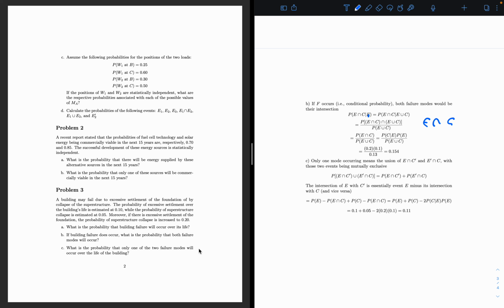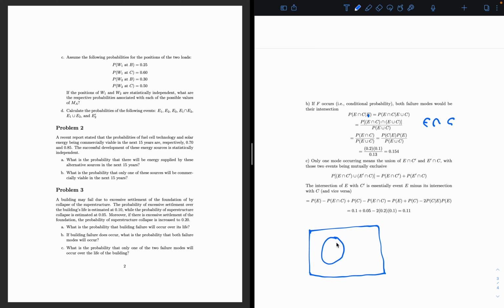And the last part, the probability that only one of the two failure modes will occur over the life of the building. That means that we have a combination of two events, similar to problem 2. So we have the intersection of E complement and C, and E and C complement. So these are mutually exclusive. Again, we can do the same thing as we did in problem 2b. So we just have the sum. And then we can draw a Venn diagram or just think about the intersection of E with C complement, which is essentially E minus the intersection with C. So let's just do that here real quick.